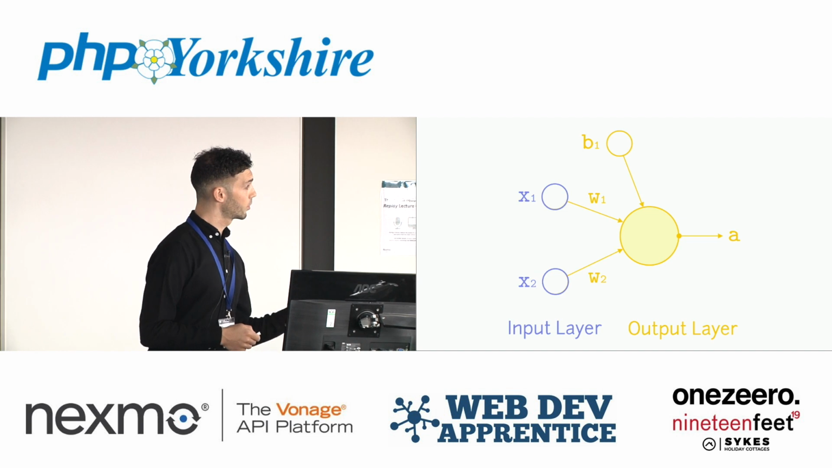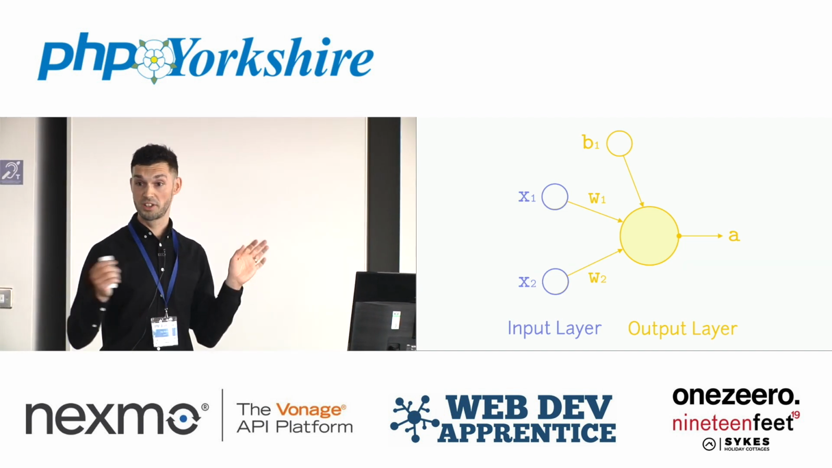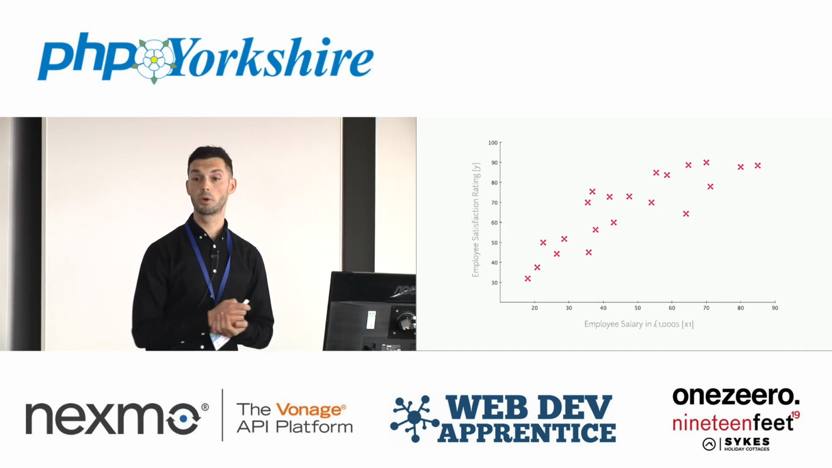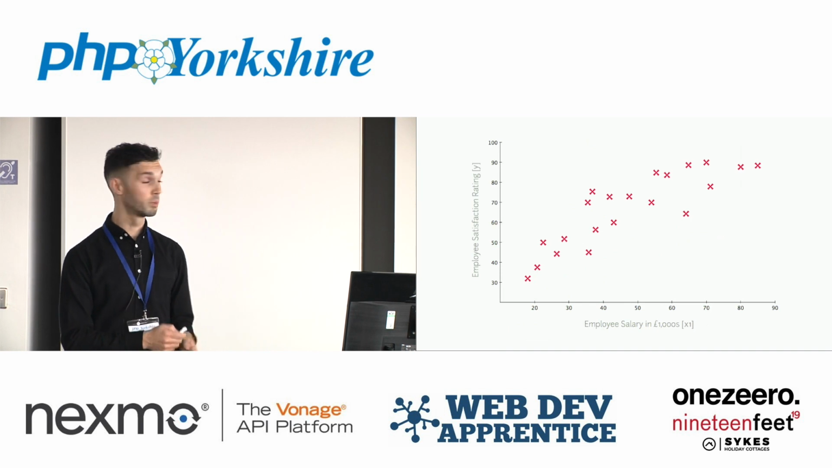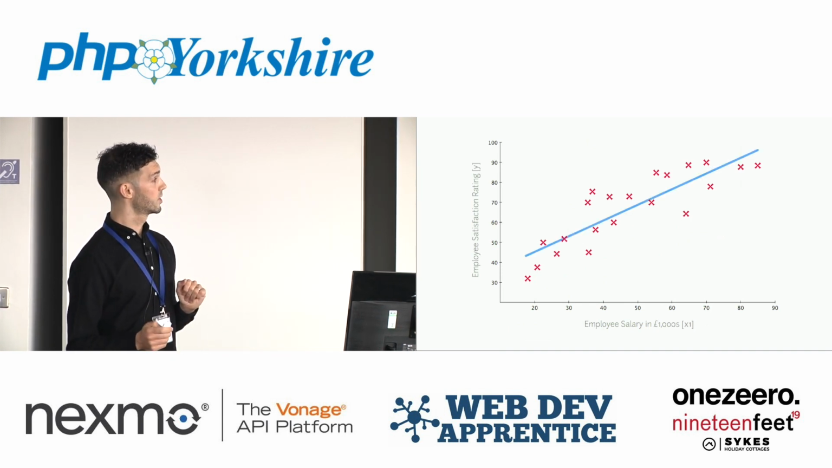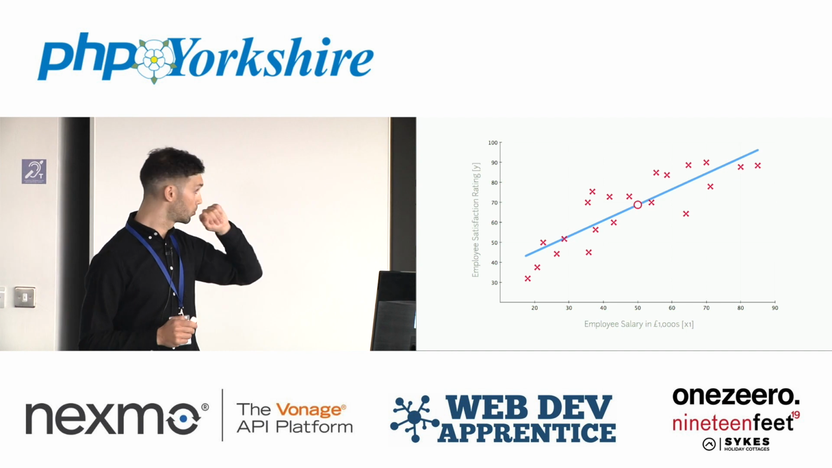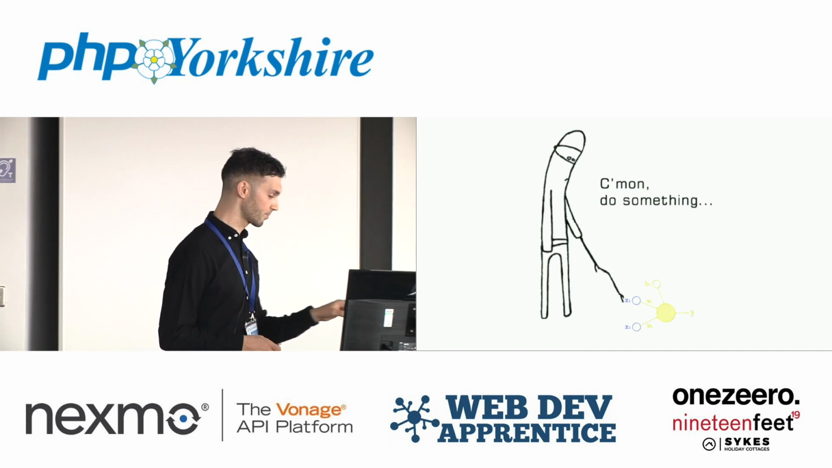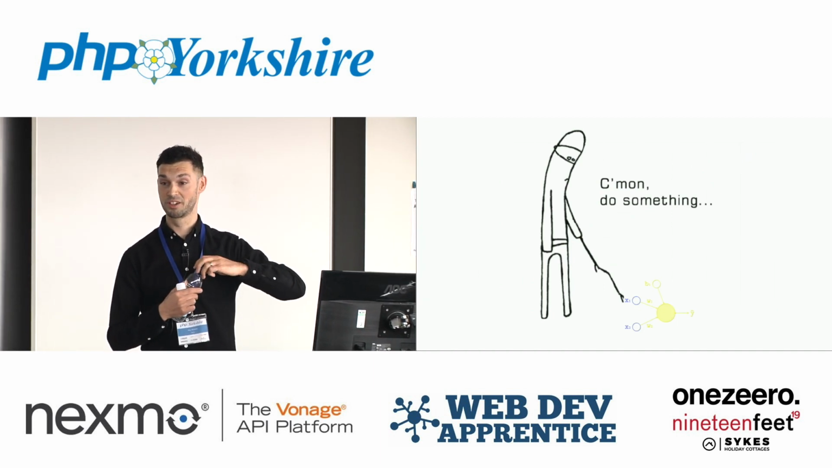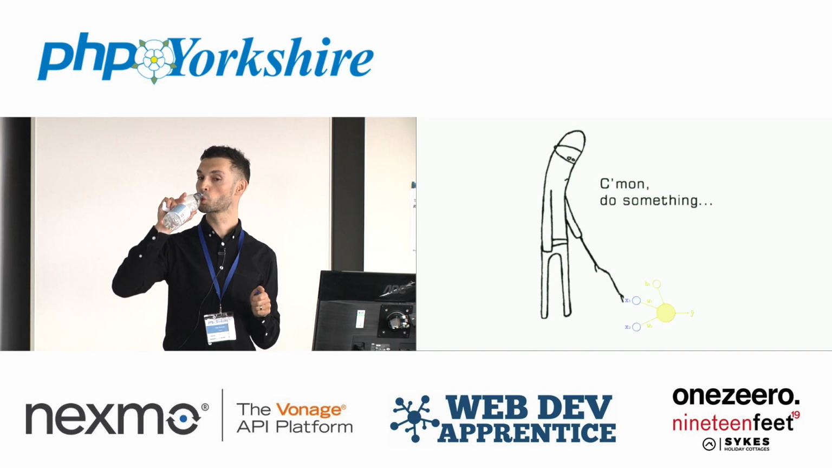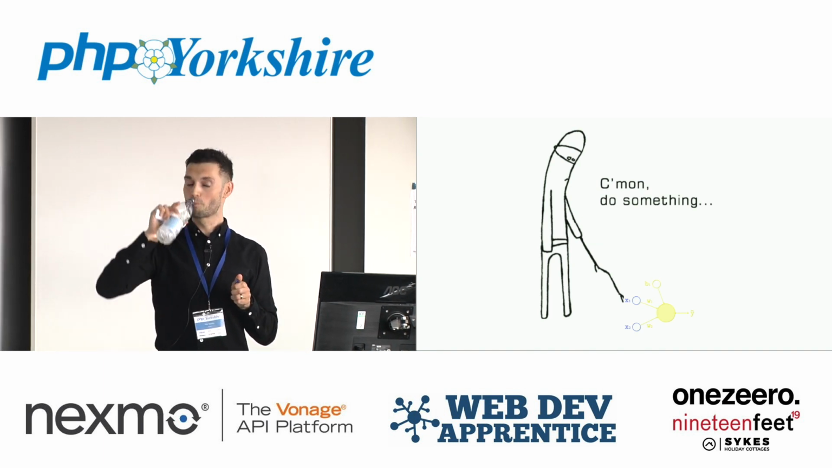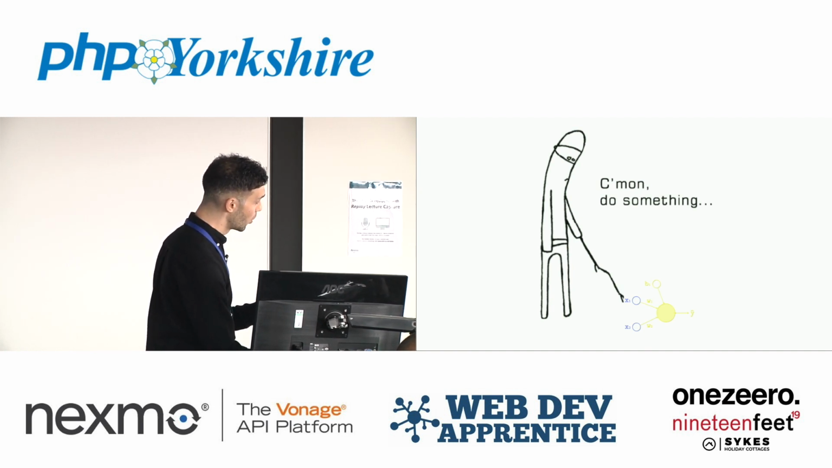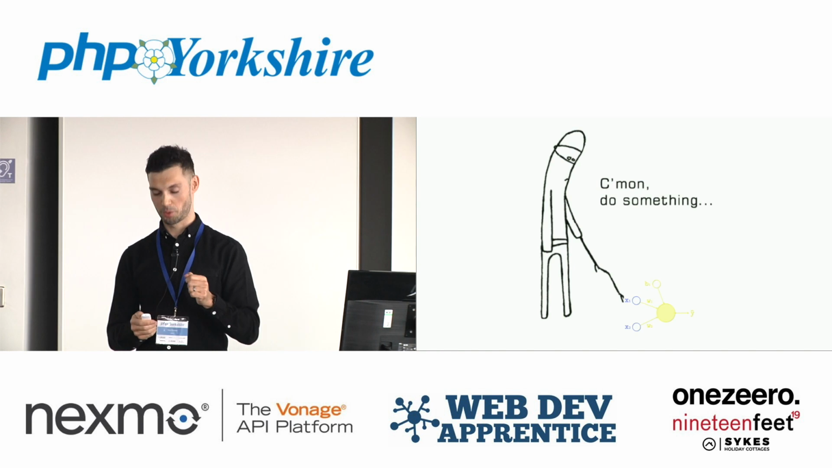So if we have a look at our network again, our very simple network with just one neuron, this network can solve simple problems. It can solve linear problems such as this one, such as finding this function and then predicting this new value. But most problems are non-linear. At least the most exciting ones are non-linear. So we need to upgrade our network.